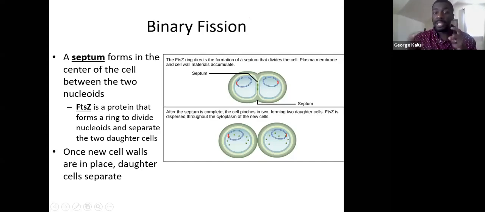in between the two nucleoids. And FtsZ is going to constrict and constrict and constrict until you eventually split that cell into two individual daughter cells. And then once you form your new cell walls, the daughter cells will completely separate at this point. So it's a pretty short process compared to mitosis.